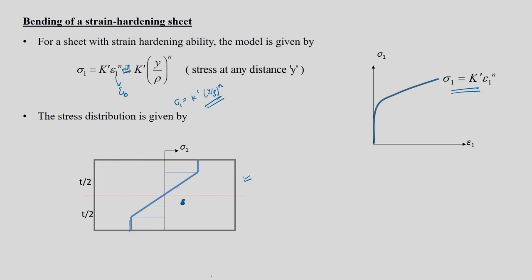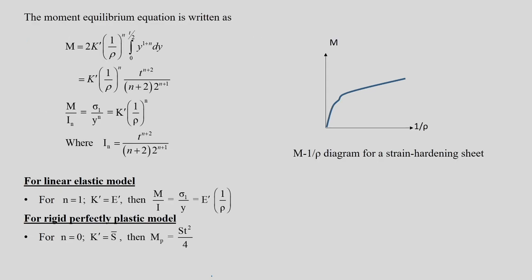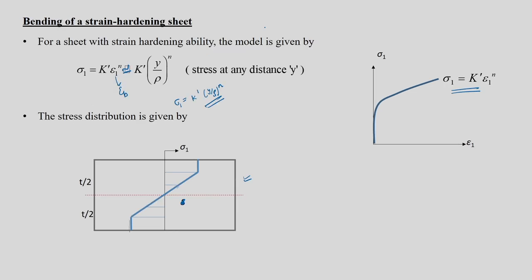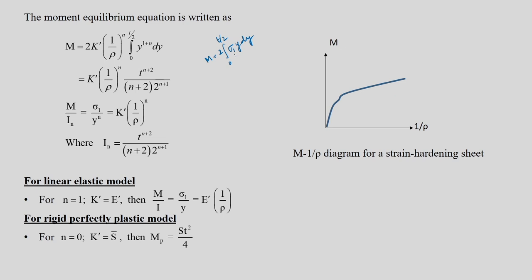Now if you want to evaluate a moment for this, it is the same thing. The moment is nothing but 2 times the integral from 0 to t by 2 of sigma 1 y dy, where sigma 1 is k dash y by rho power n. So 2 k dash by rho power n will be outside, the integral from 0 to t by 2 remains, and there will be a component of y power n. y is already there, so y power 1 plus n into dy. You can integrate it and apply your limits.